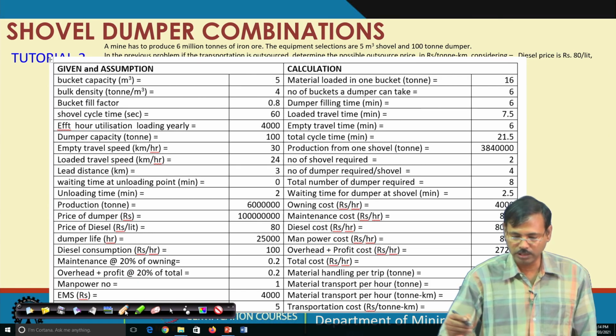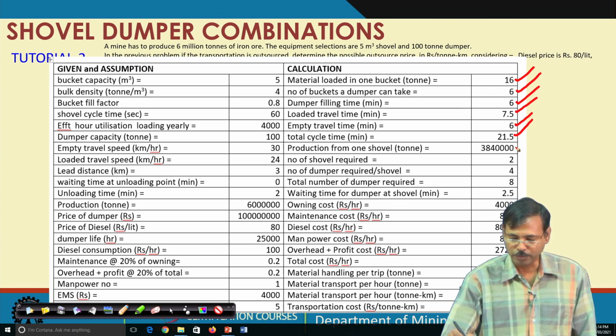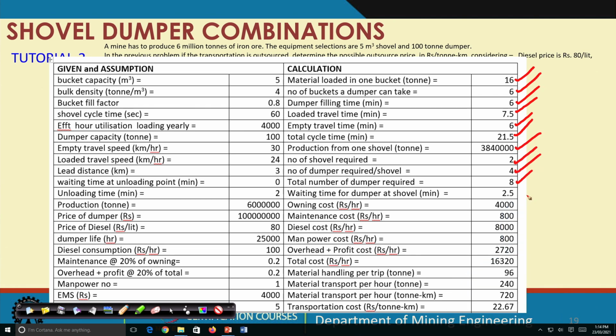Now it can be seen that the material loaded is this much, number of buckets is this much, dumper filling time, loaded time, empty travel time, total cycle time. This is the production for shovel, number of shovels, number of dumpers per shovel, number of dumpers. Now, we have found waiting time for dumper is 2.5 minute. Now, owning cost, maintenance cost, diesel cost, manpower cost, all together this is the overhead cost. So, this is the total cost coming 16320.